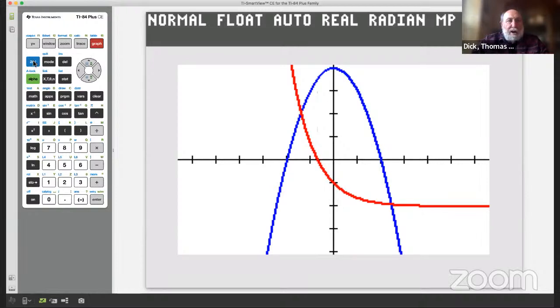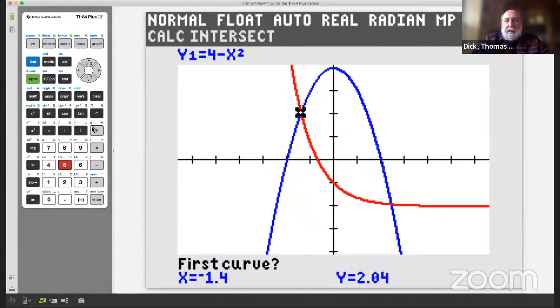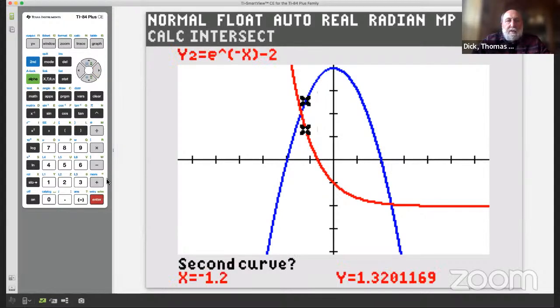So when we're on the graph here, we can pull up the calculator. It's shift trace, and we can calculate intersections. It asks for a first curve. I'm on the blue curve, I hit enter. Second curve is the red curve. I'm pretty close to that left-hand intersection point, so I'll hit enter on my guess there. And there's that nice intersection point.